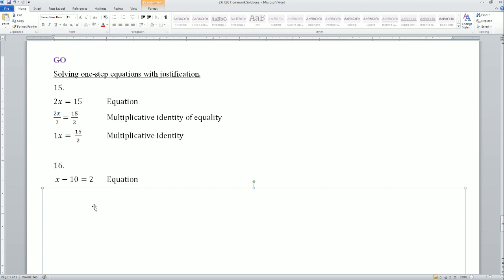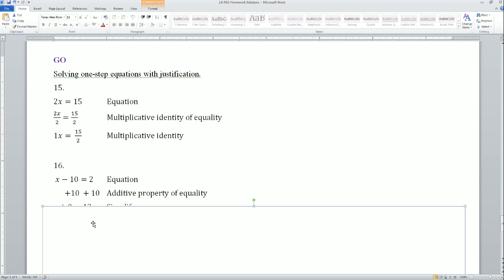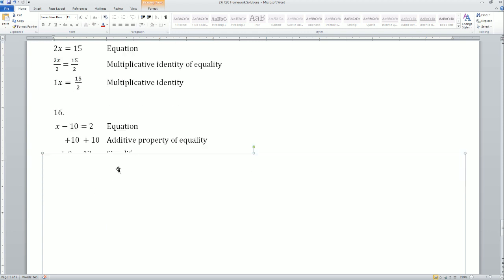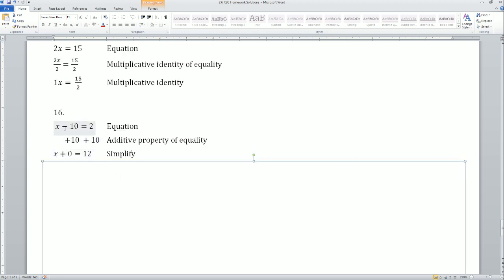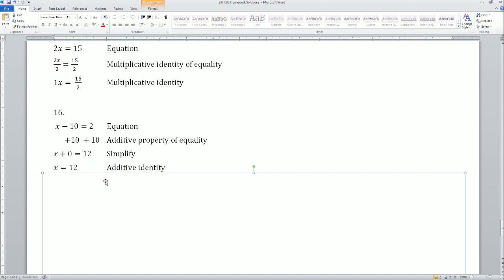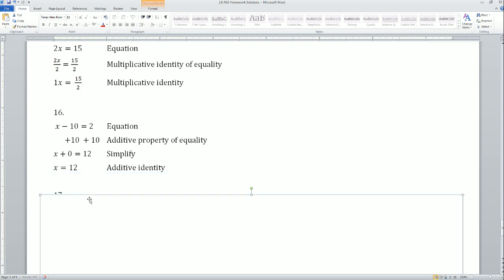16. You have the original equation of x minus 10 equals 2. Add 10 to both sides, that's the additive property of inequalities. The negative 10 plus 10 here becomes 0. That's what happens when you simplify. The right hand side becomes 12 because 2 plus 10 equals 12. The additive identity, because you no longer write the plus 0, you get x equals 12.